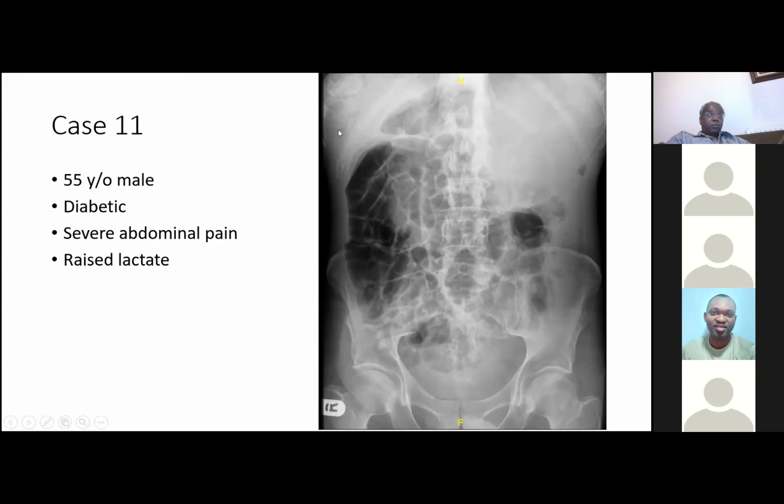These areas here, where my arrow is, this is the gas in the portal veins. The other option is gas in the biliary tree, but that tends to be more central, and this is quite peripheral. So on that basis, we make a diagnosis of portal vein and not biliary gas.